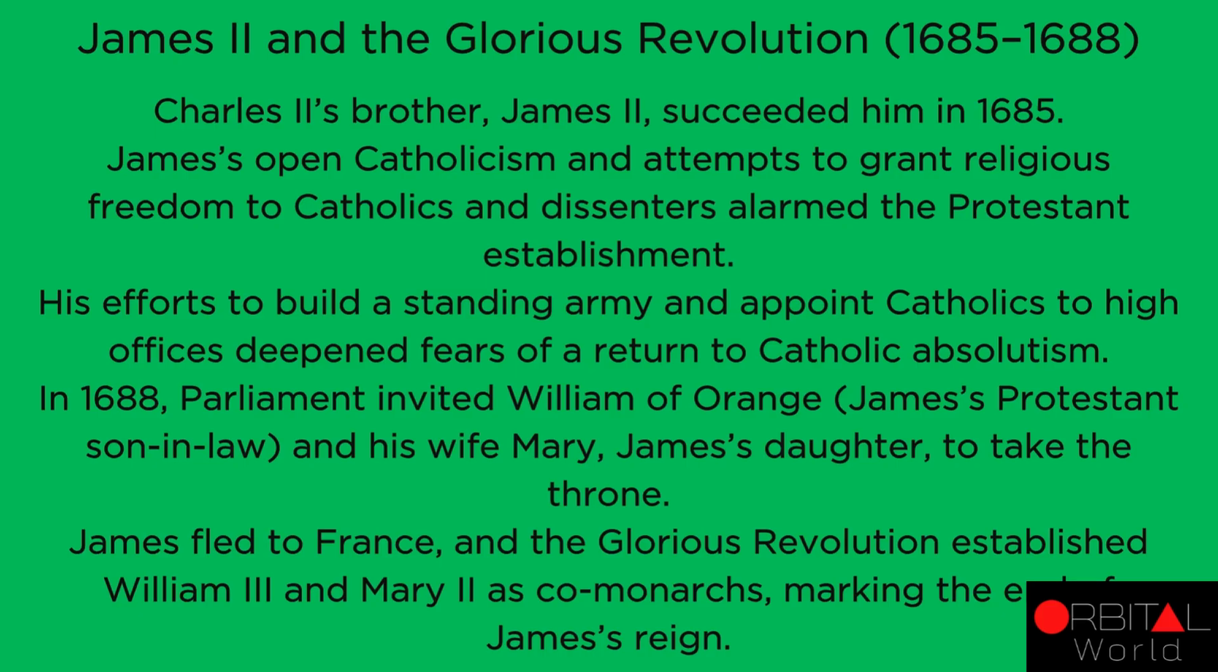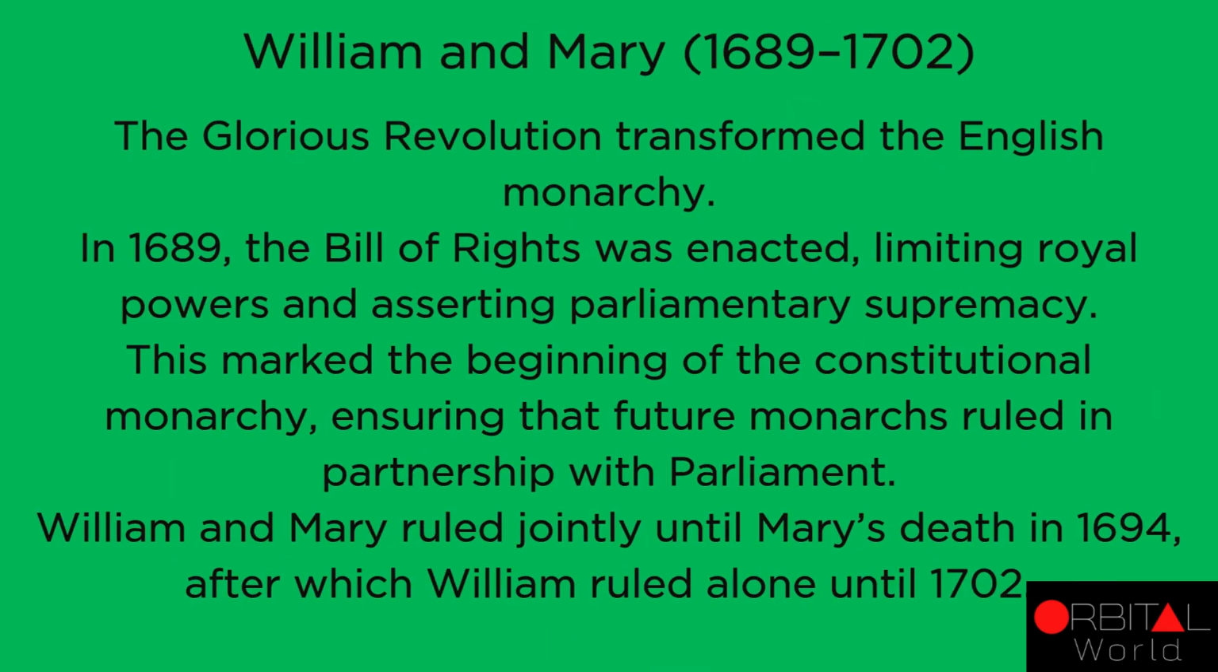absolutism. In 1688, Parliament invited William of Orange, James's Protestant son-in-law, and his wife Mary, James's daughter, to take the throne. James fled to France, and the Glorious Revolution established William III and Mary II as co-monarchs, marking the end of James's reign.